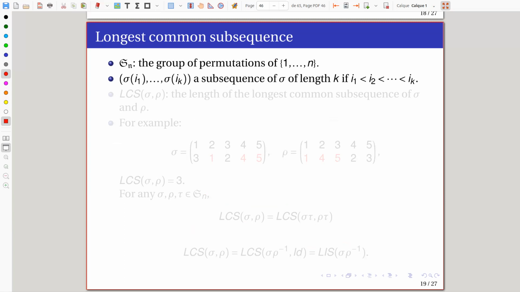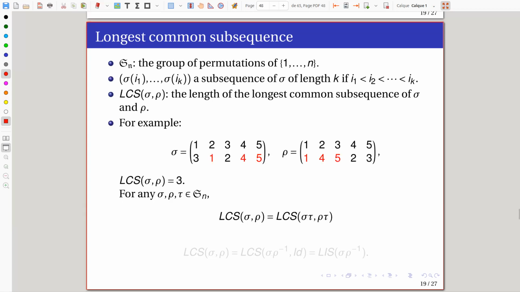So what is the link to the longest increasing subsequence? We have a link only in the case of permutations. When the words are permutations, it means that the words don't have repetition in the entries. We define exactly the same way the longest common subsequence of two permutations, like we defined it for words. So we look at the second line, and we look for a subword that is common between the two permutations. So for example, here 145 is common between sigma and rho.